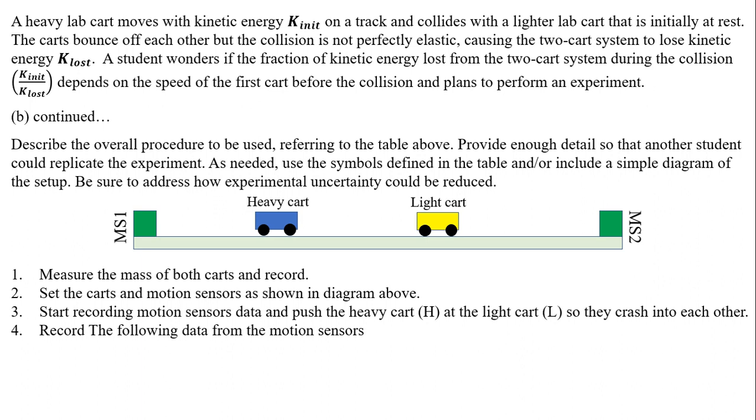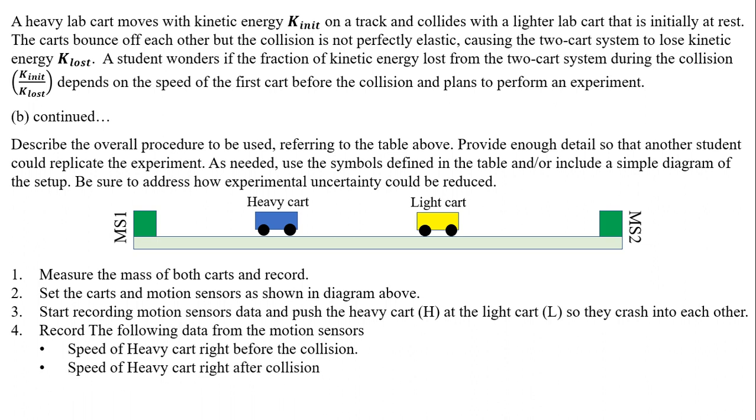Record the following data from the motion sensors. Now this is where I want the speed of the heavy cart right before the collision. I want the speed of the heavy cart right after the collision. I also want the speed of the light cart right after the collision. Well, what's the speed of the light cart before the collision, Mr. Cooper? It's 0.